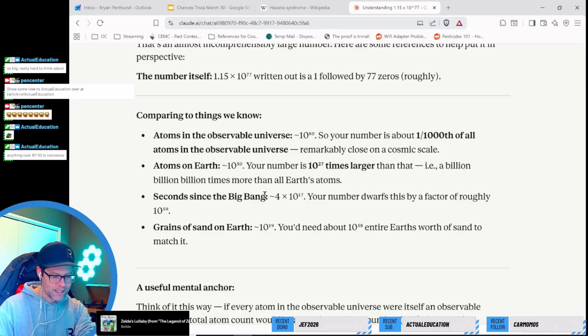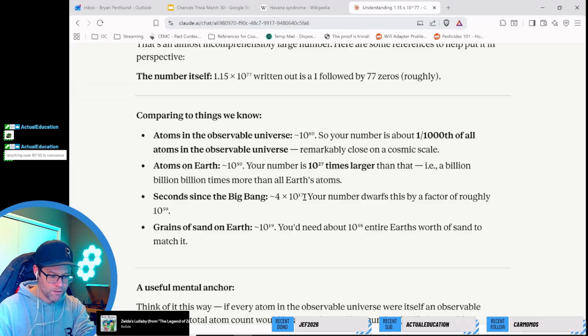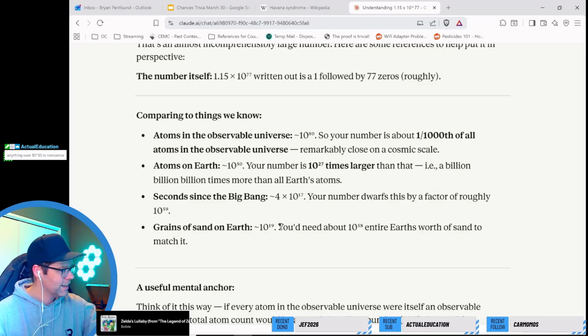The number of seconds since the Big Bang is about 4 times 10 to the 17. So our number is bigger than the number of seconds since the Big Bang. That's freaking phenomenal. The number of grains of sand on the Earth is about 10 to the 19, which again, our number dwarfs the number of grains of sand. So crazy. That's ridiculous to me.